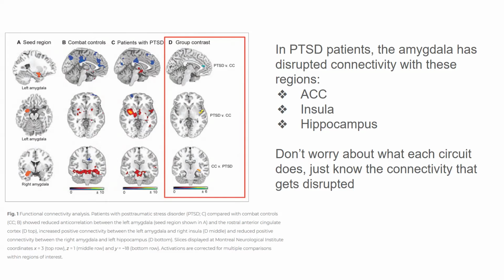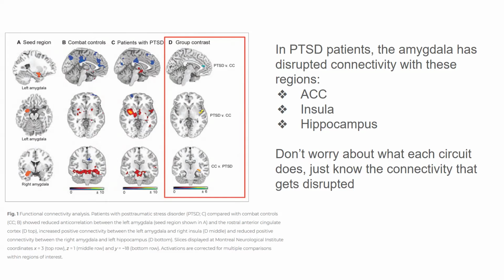Yes, we don't actually need to know everything about the insula. Just know the circuitry changes that happen. Yes, just the basics. So the amygdala and the ACC have disrupted connections, and so do the amygdala and insula, and the amygdala and hippocampus. Okay, thank you.